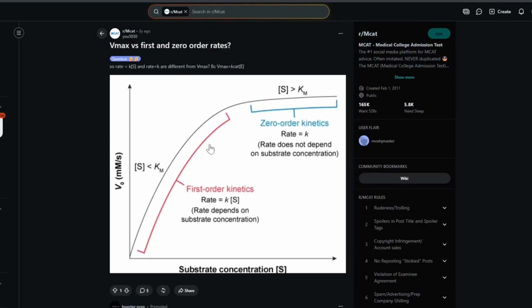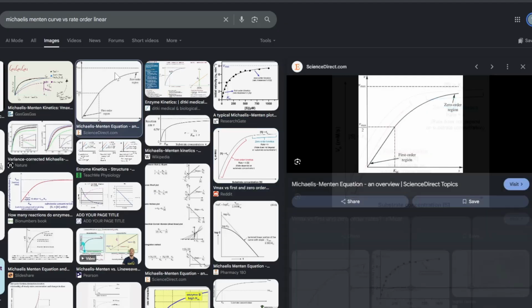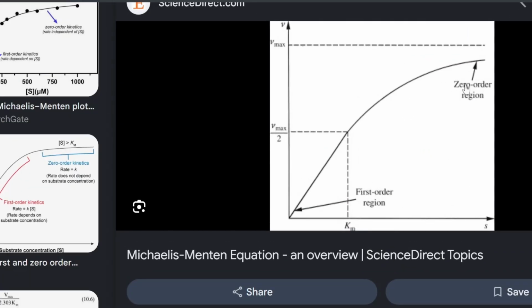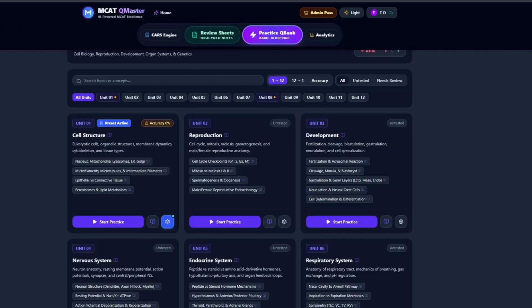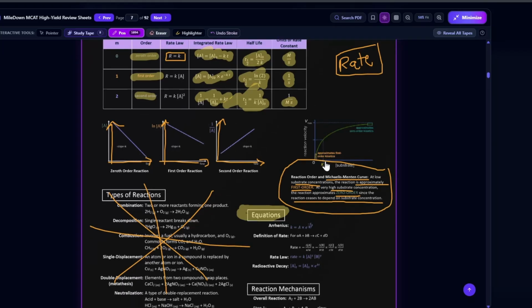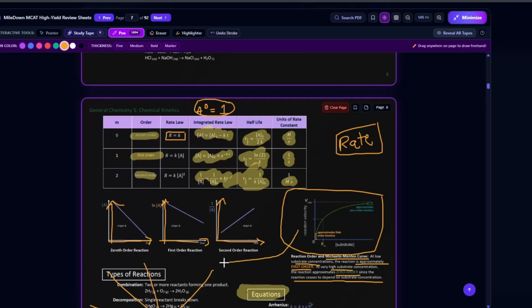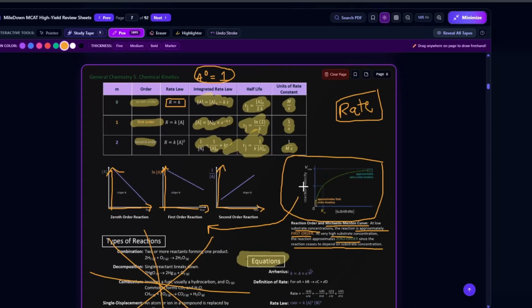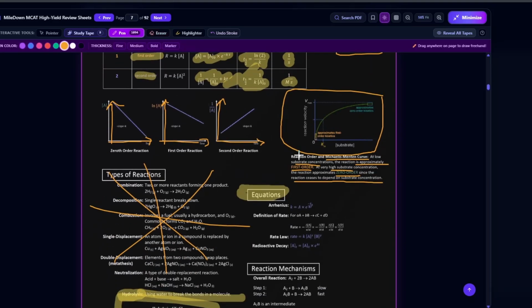Vmax is, and so on. This is also related to enzymes, as I was saying before. In the Michaelis-Menten curve, here's the first order region, and here's the zero order region, as it says in the review sheet that we had here. That's all we had to know about the Michaelis-Menten curve.